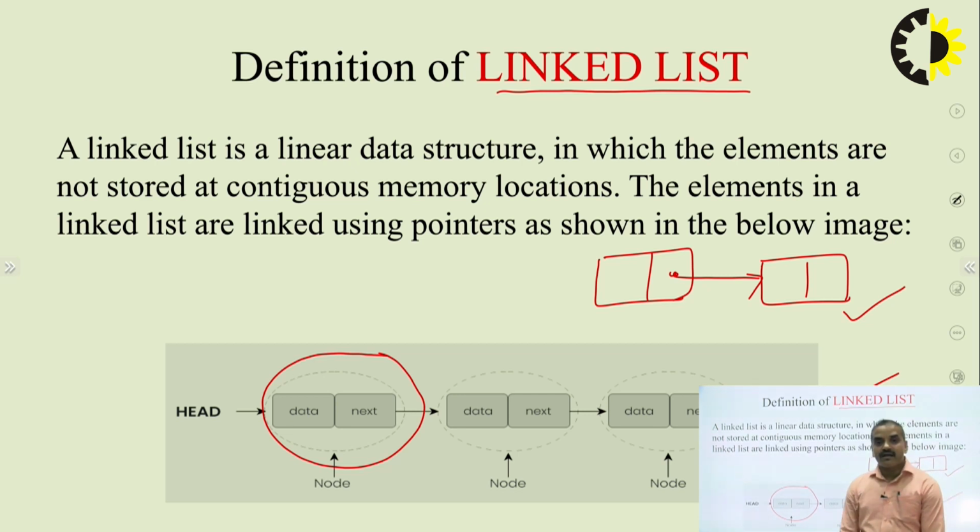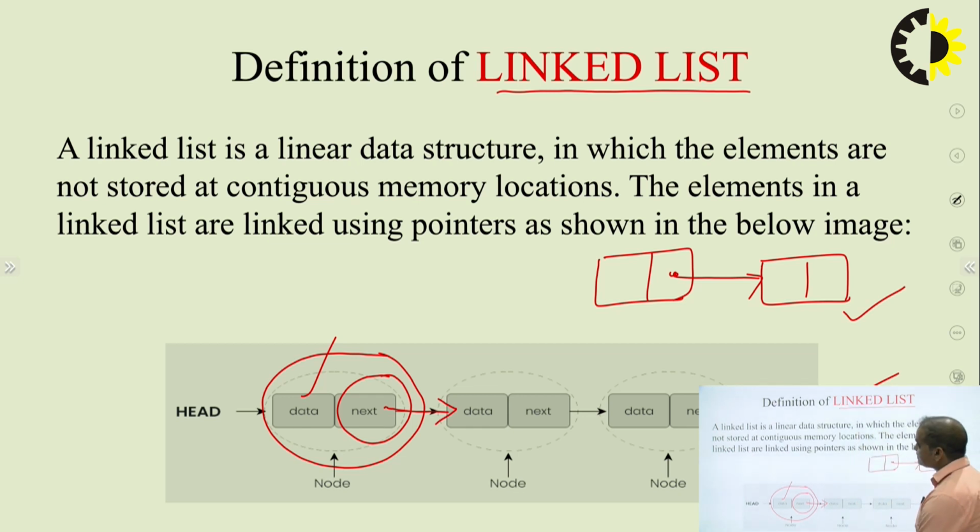as a collection of nodes, and each node is divided into different parts. The first part contains data, which may be integer, float, or character. And the second part is the next part, which is also called the link part, and it contains the address of the next node in the list. So we can also define linked list as a collection of nodes where each node is divided into two parts in case of linear linked list, and into three parts in case of doubly linked list.